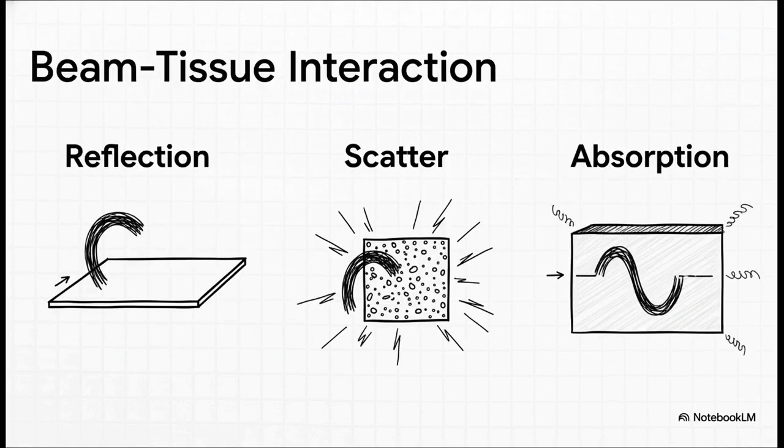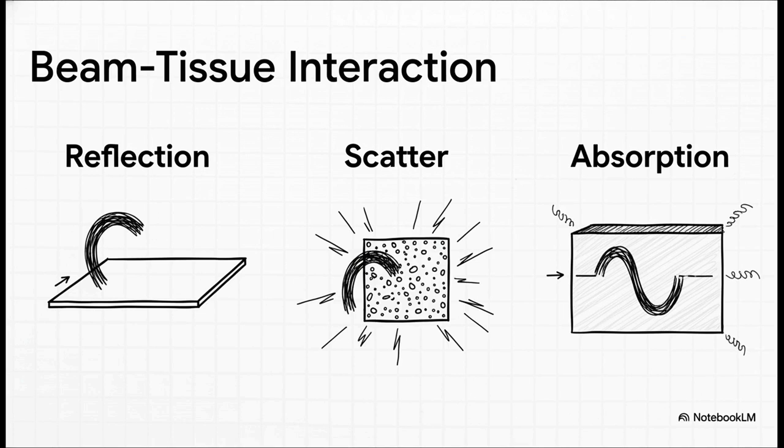As that beam travels through the body, it's not just a straight shot. It interacts with tissue in 3 main ways. First, you have reflection. This is pretty straightforward. The waves hit a large, smooth surface, like the pericardium or a valve leaflet, and bounce back cleanly. Second is scatter. This happens when the waves hit tiny things, like individual red blood cells. They bounce off in all directions, and this is what actually creates that classic, granular, speckled texture of the myocardium that you see on the screen.